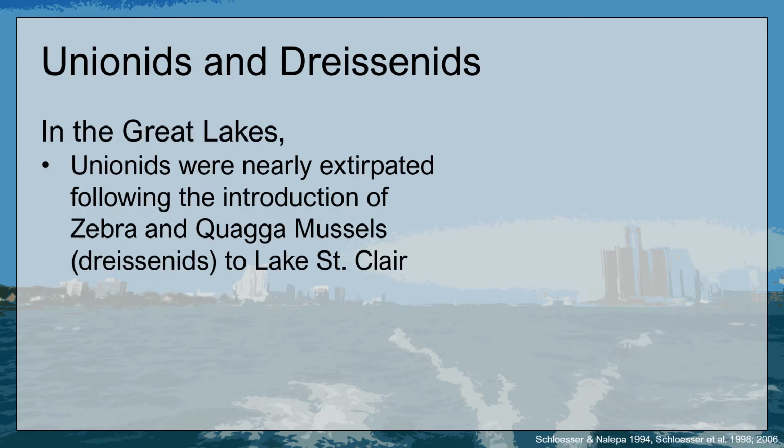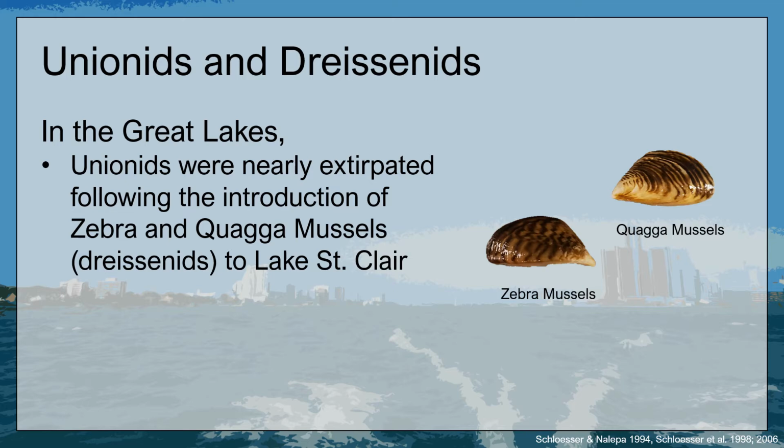However, Unionids were considered extirpated from the Detroit River shortly following the introduction of zebra and quagga mussels, collectively Dreissenids, into Lake St. Clair in the 1980s and the 1990s, respectively.